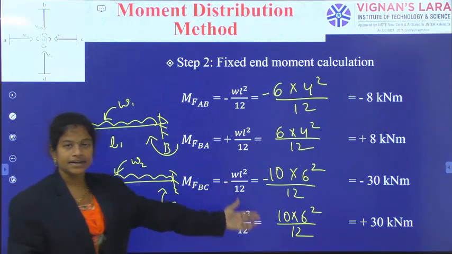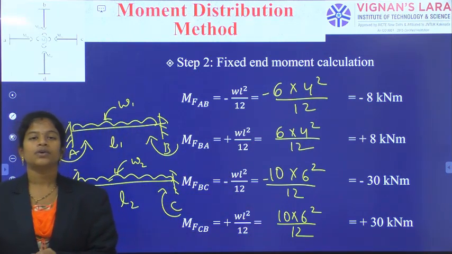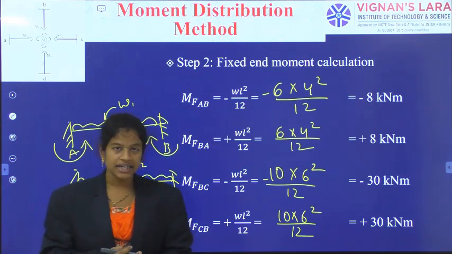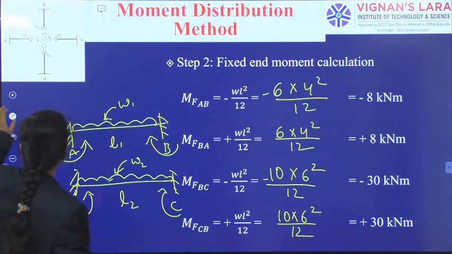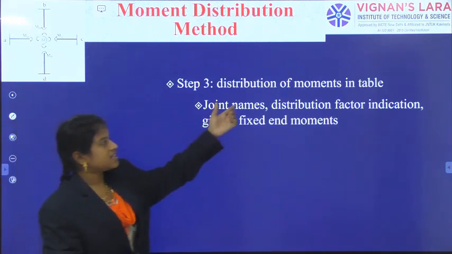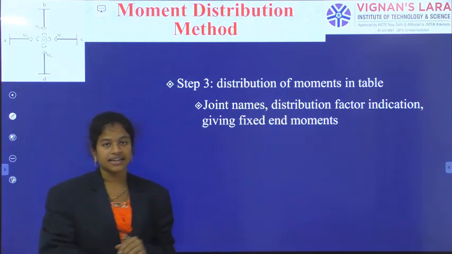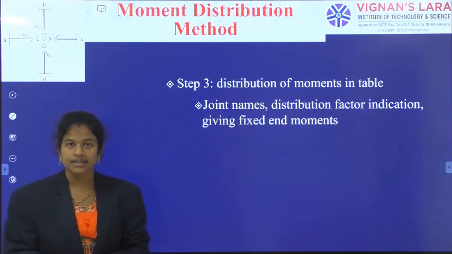In this way, we have calculated the fixed end moments. Now, the main step is coming, that is generating the moment distribution table. Developing the moment distribution table. So, distribution of moments that is generated in the table. How we will start that?